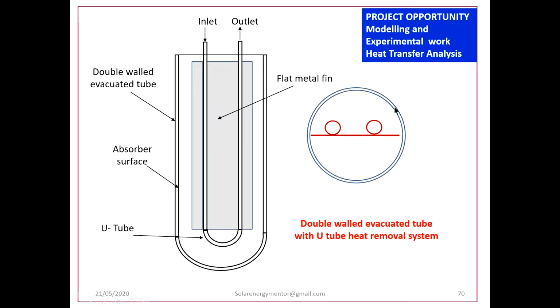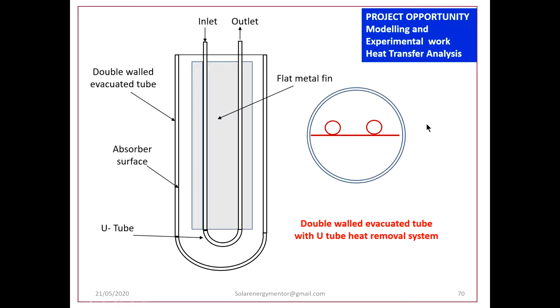This is a double walled evacuated tube, and then two tubes, inlet and outlet tubes, are provided, which are mounted on a copper fin or maybe a metallic fin. Now here there is a great opportunity to work in this type of evacuated tube collectors because these are not costly. These are very practical from the point of view of fabrication. Now the students are advised to go for these type of projects. At least 5 UG projects can be completed in this type of U-tube heat removal system.